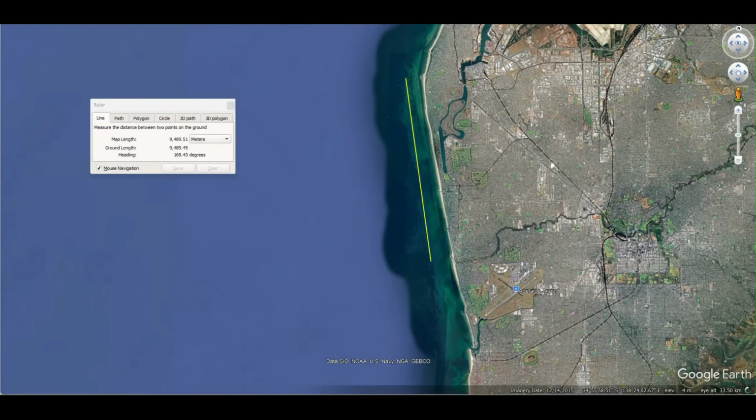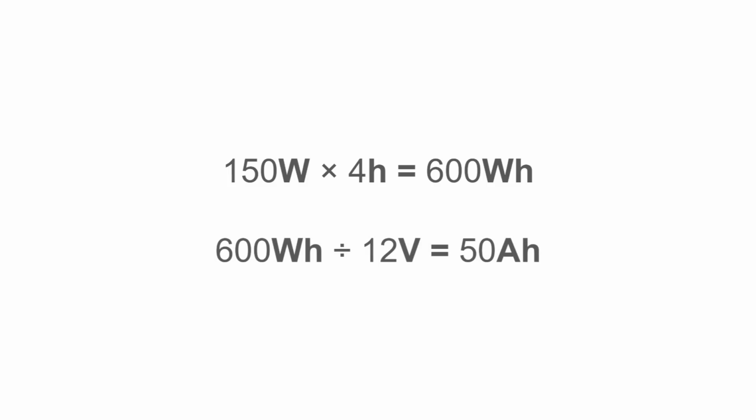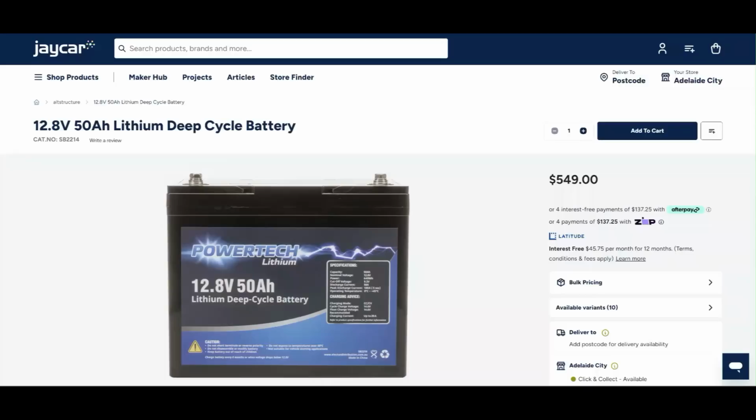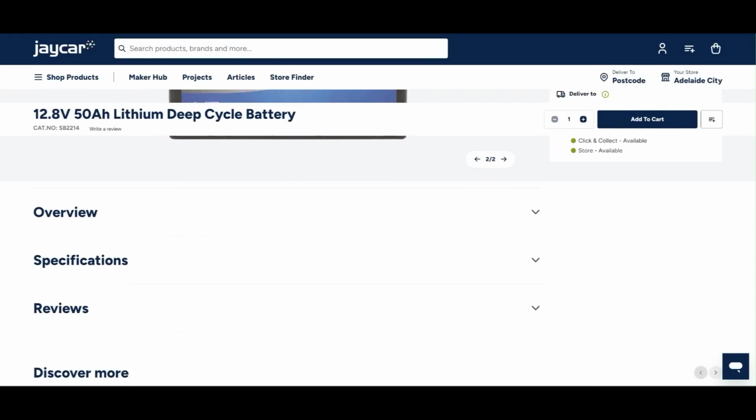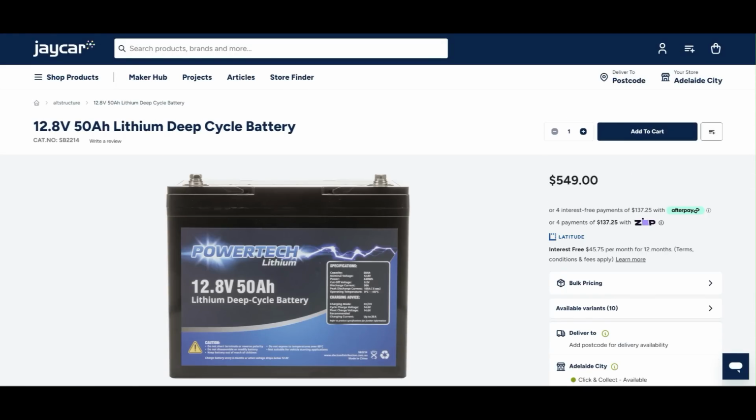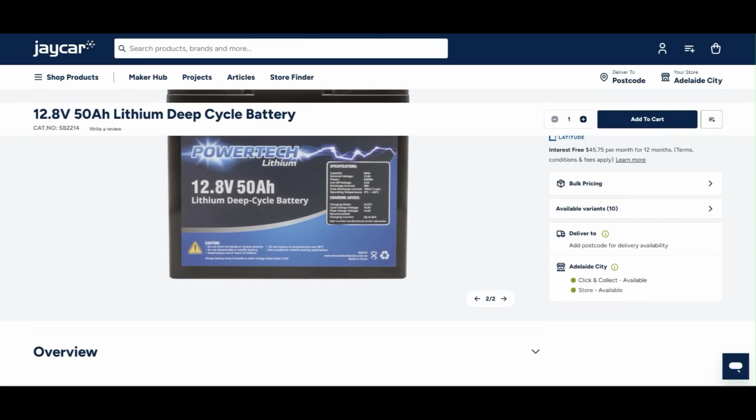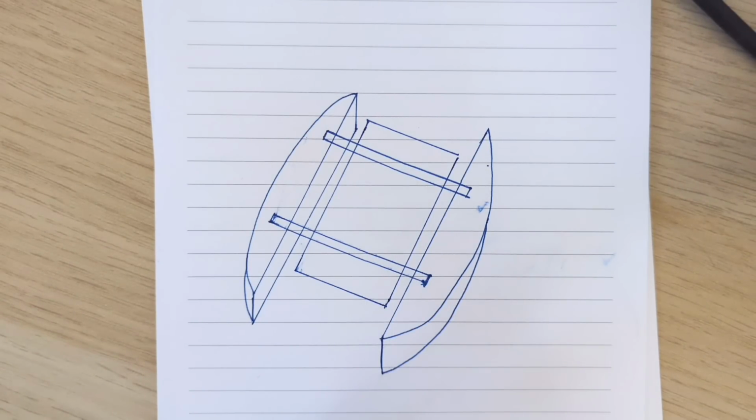Let's say we want the boat to run for about 4 hours. At 1 meter per second, this is 14 kilometers range. At 150 watts, that means a battery capacity of 600 watt hours. We need around 12 to 13 volt input for the inverter. So 600 watt hours is equivalent to a 50 amp hour capacity. Everything from these back of the envelope numbers seemed to point to a 50 amp hour lithium iron phosphate deep cycle battery. All of this led to an initial weight estimate of about 25 kilos.